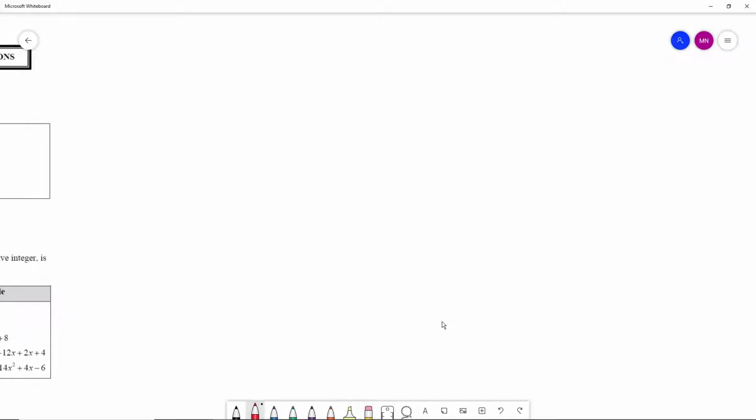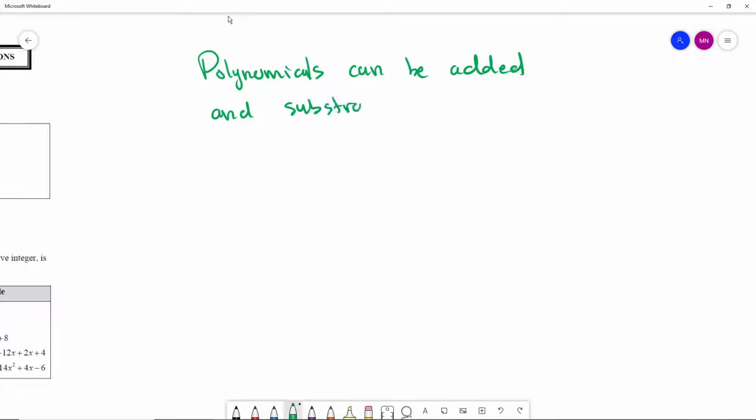Next, polynomials can also be added, subtracted, multiplied and divided. Firstly, we look at polynomials that can be added and subtracted. These are the examples for addition of polynomials. It's an easy one, a common one that you always do.